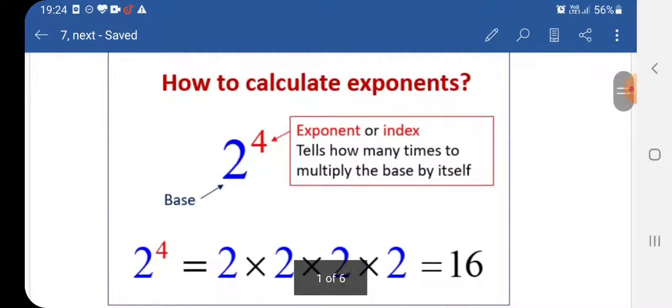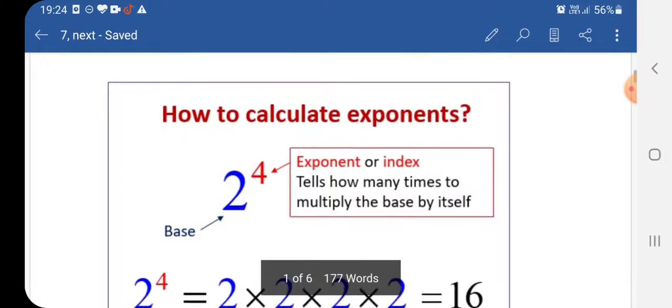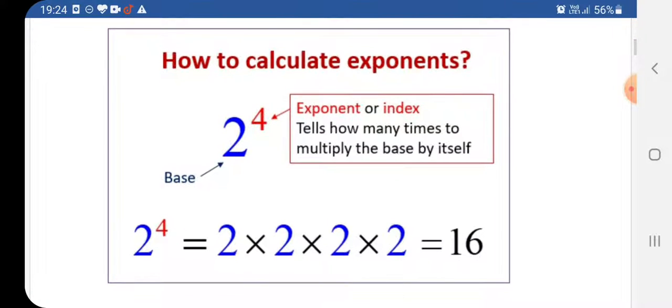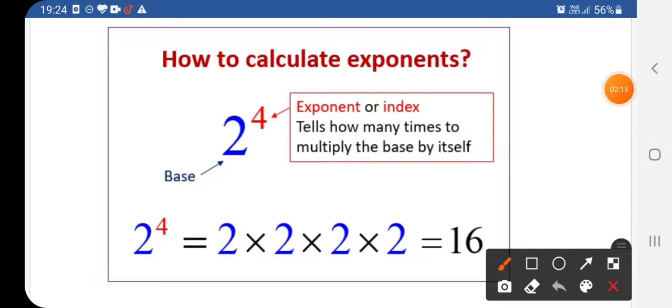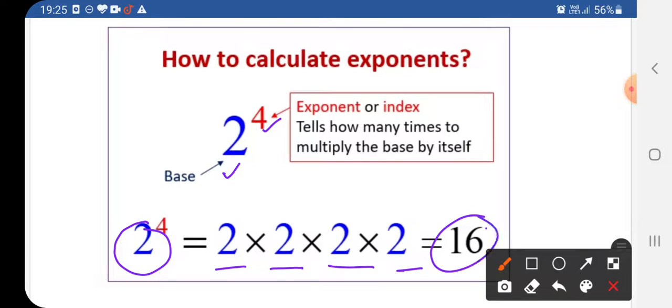Now, how to calculate exponents? This is one more exponent. Base is given there. As I have explained, this 2 is base, 4 is exponent or index, or we can say power. It is 2 to the power 4. What does it mean? It means 2 is multiplied to itself 4 times. Means 2 into 2 into 2 into 2. It gives us 16.